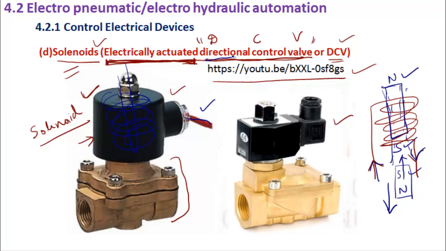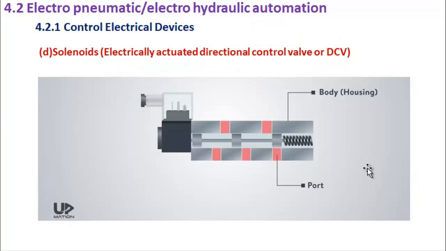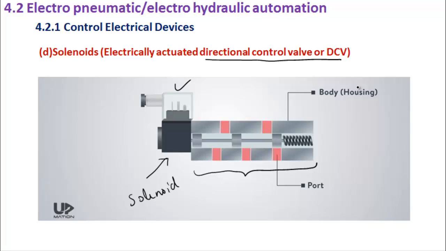Now let us look at what the directional control valve is here. I have already told what the electrical actuation is. The electrical actuation is because of the solenoid. Now what is a directional control valve? Look at this particular directional control valve which is attached with a solenoid. Now where is the solenoid here? This black portion is the solenoid, and these are the electrical connections of the solenoid. Whereas this whole thing is the valve, the directional control valve.